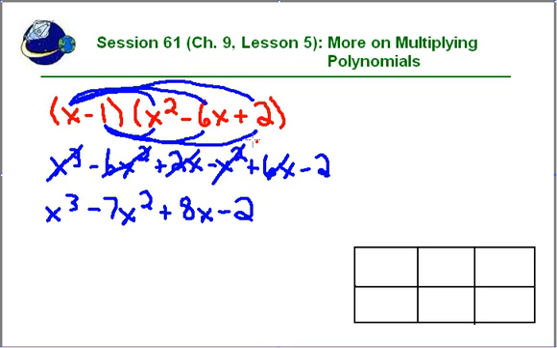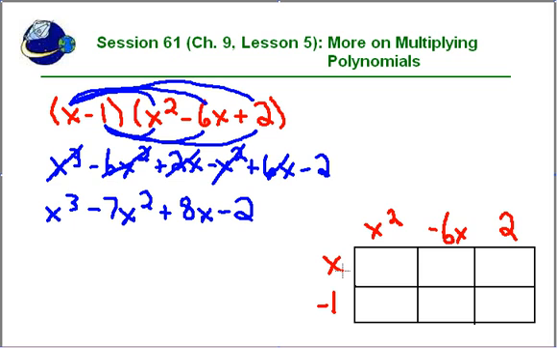We're going to take a look at this same problem with our rectangle to illustrate it once again. Remember, it's going to be length times width, which is going to be one polynomial times another polynomial. This particular one has two components to it, so that's going to represent our x and our minus 1. And that's going to be multiplied by x squared minus 6x and then a 2.